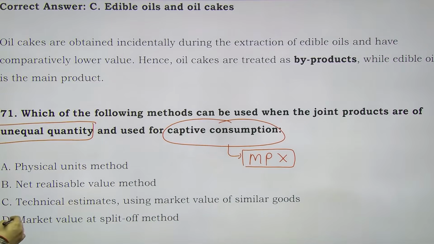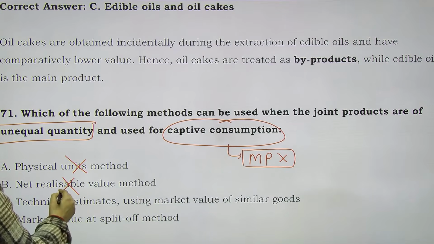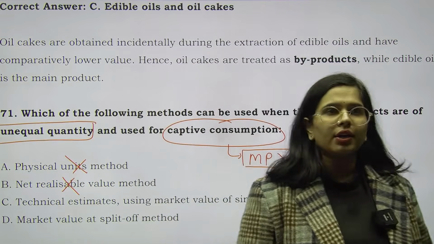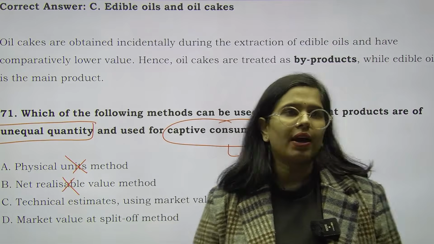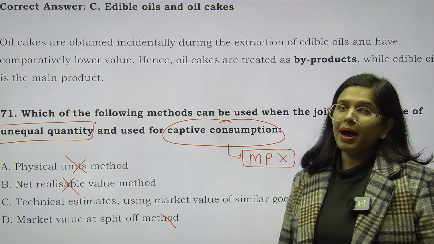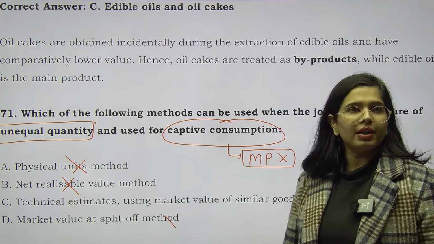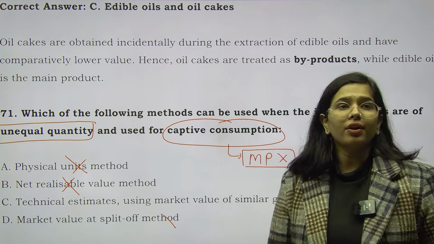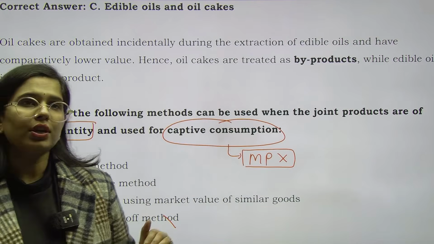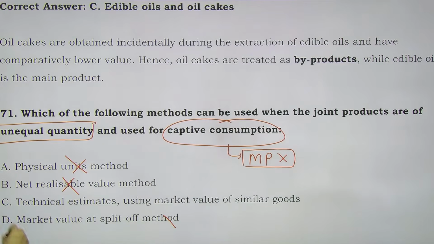So in this particular case, I cannot use the physical units method, and I cannot use the NRV method, reason being the market price or the sale value is not available with me. So that is not viable. Market value at split off method, I cannot use it because sometimes I do not have the market value, as these kinds of products are generally not sold openly in the market. They are there for captive consumption itself. So the only option remaining with me is technical estimates using the market value of similar goods.